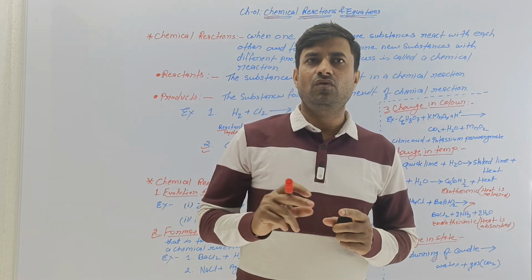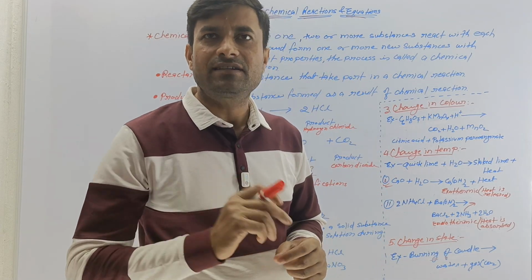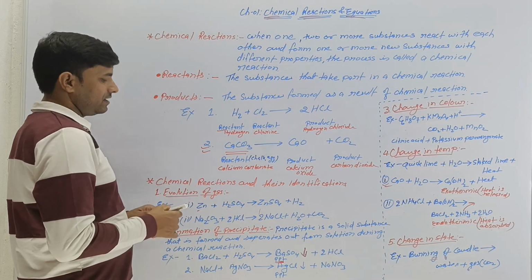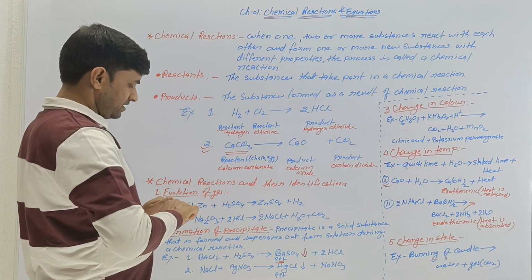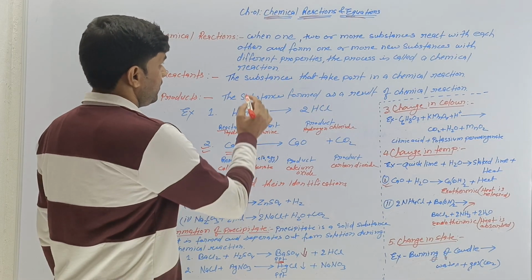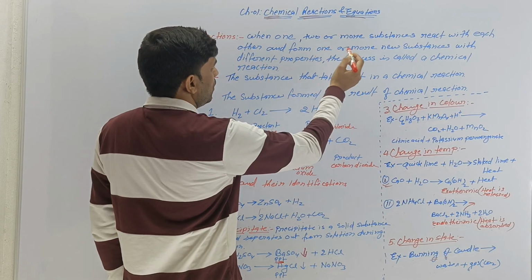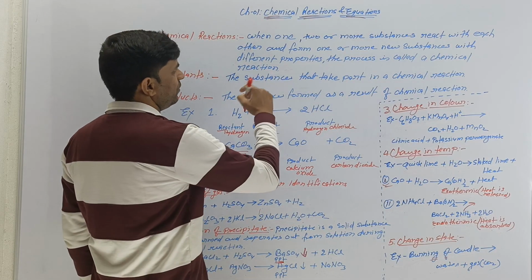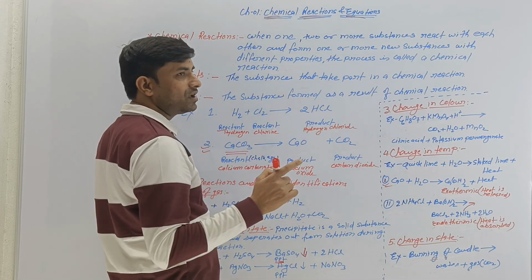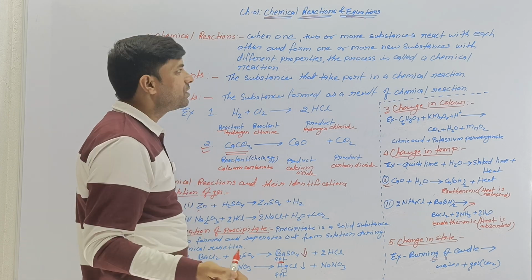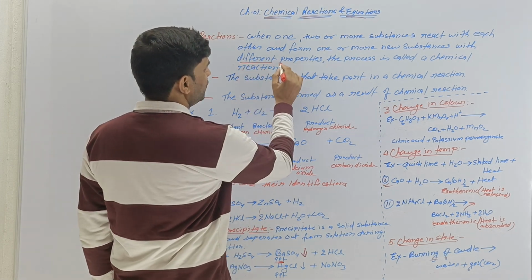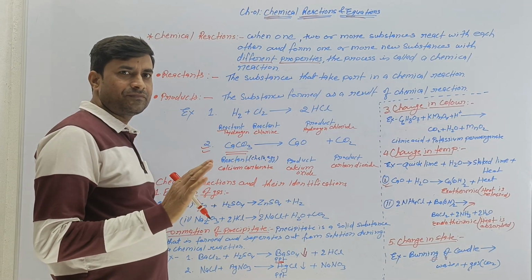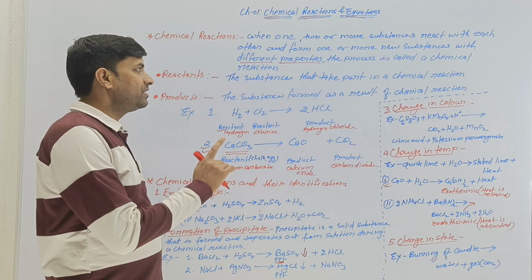Today's class is on chemical reaction. So let's come and understand what a chemical reaction is. When two or more substances react with each other and form one or more new substances with different properties, the process is called a chemical reaction.